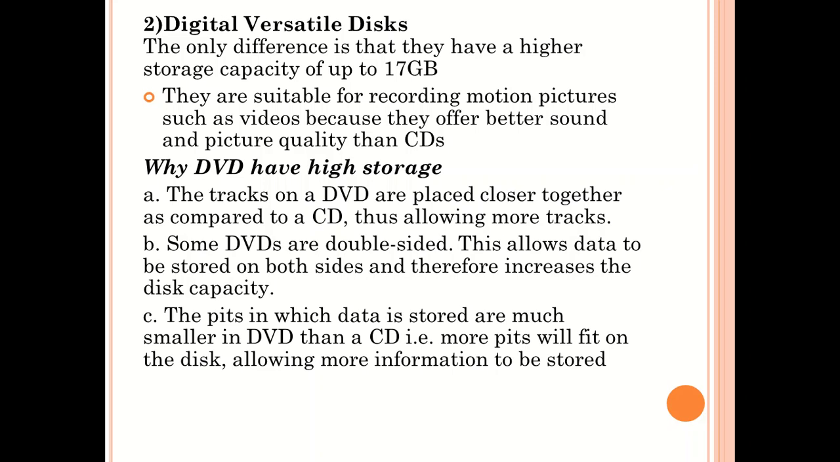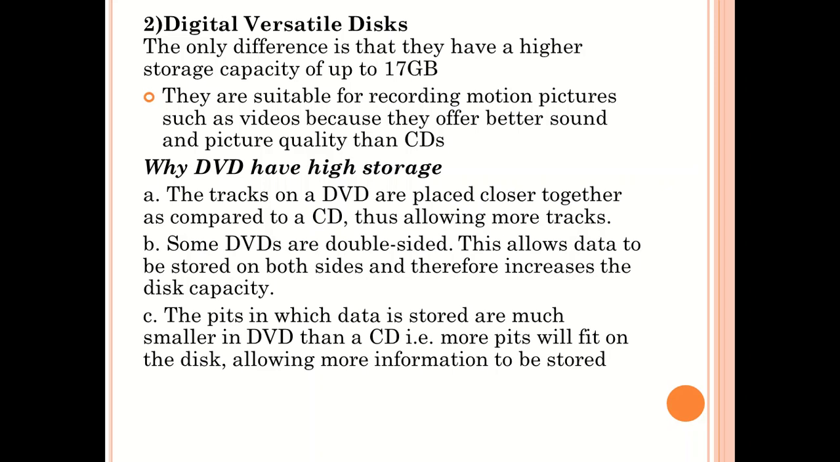Now we have the digital versatile disk. It can store a very high amount of data, up to 17 GB. It is mainly used for recording motion pictures, high definition motion pictures can be stored on it. You can also have better sound and picture quality than a compact disc.